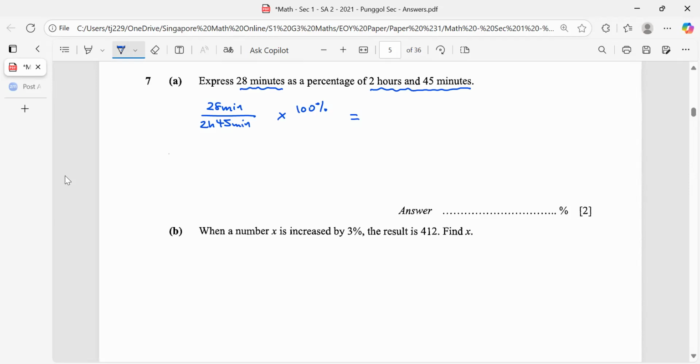Now, you realize that the fraction itself has got units that are not congruent to each other, right? They are not the same. So what we need to do is convert both numerator and denominator into the same units. And most of the time, we convert it into the smaller units so as to avoid fractions and decimals. So 28 minutes, we continue to leave it as 28. However, 2 hours, 45 minutes, let's convert it into minutes.